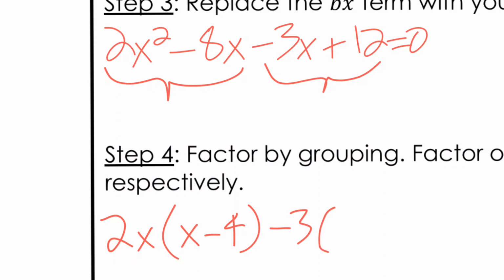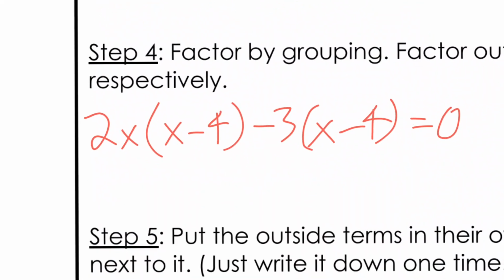So when I go negative 3x divided by 3, that's going to be positive x. 12 divided by negative 3, that's negative 4, and then it equals 0. And so you see that both results have an x minus 4 in common. That's what's supposed to happen. The stuff in the parentheses should always match.